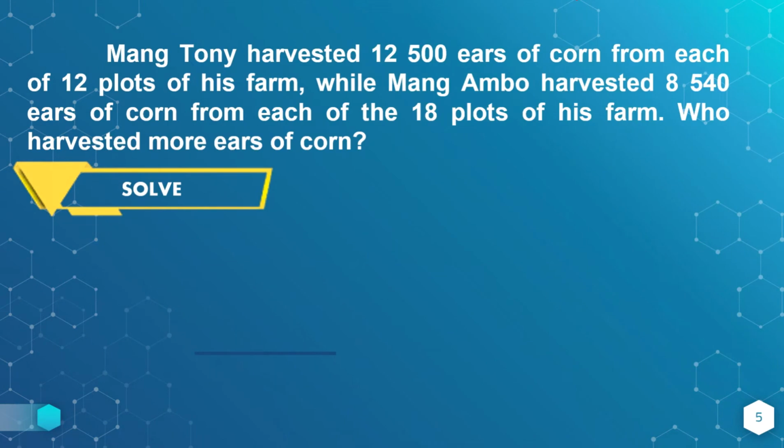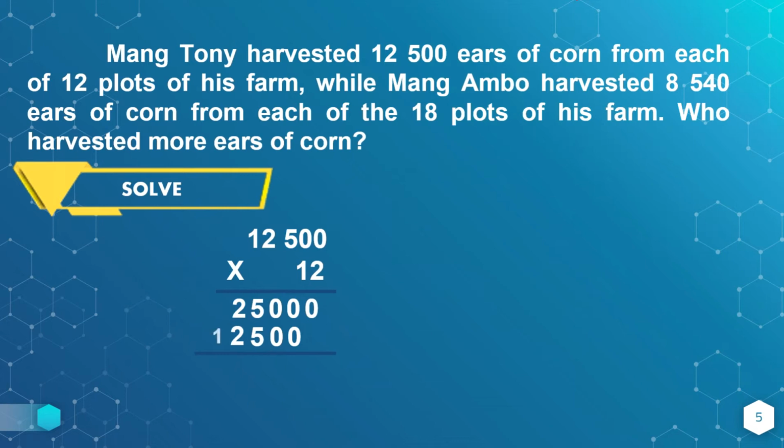So the next step is to solve 12,500 times 12. So we have to multiply all the digits of the multiplier to all the digits of the multiplicand. So we have 2 times 0 is 0, 2 times 0 is 0, 2 times 5 is 10, so group 0 and then carry 1. So 2 times 2 equals 4 plus 1 equals 5. 2 times 1 equals 2. Next, second digit, 1 times 0 is 0, 1 times 0 is 0, 1 times 5 is 5, 1 times 2 is 2, 1 times 1 is 1.